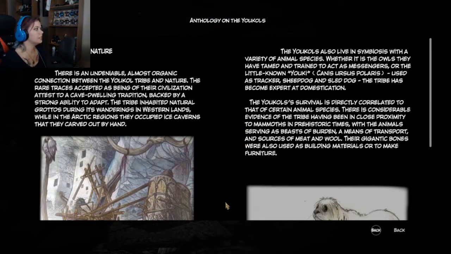Relationship with nature. This is an undeniable, almost organic connection between the Yukol tribe and nature. The rare traces accepted as being of their civilization attest to a cave-dwelling tradition backed by a strong ability to adapt. The tribe inhabited natural grottos during its wandering in the western lands, while in the Arctic regions they occupied ice caves that they carved out by hand.